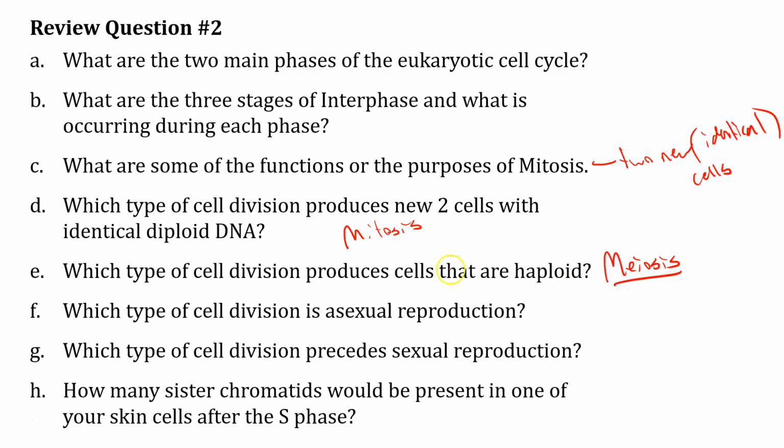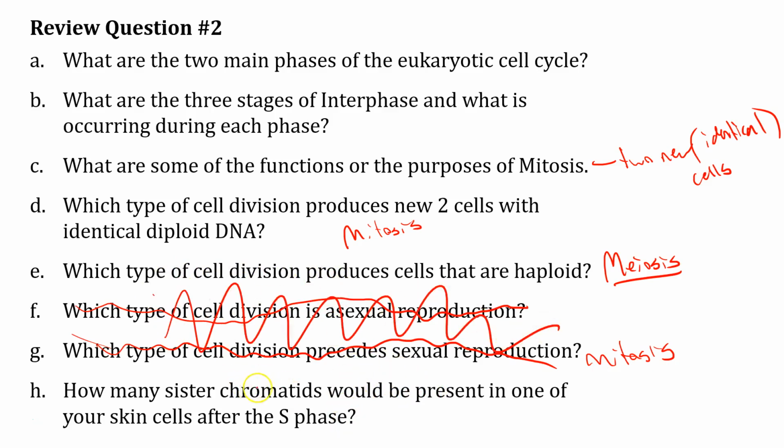What type of cell division is asexual reproduction? That one is a little bit beyond what I want to talk about here, so that kind of stuck in here. Cell division precedes sexual reproduction. That would be mitosis. How many sister chromatids would be present in one of your skin cells after the S phase? All right, so keep in mind we're not really too concerned about these. Okay, sister chromatids present in one of your skin cells.